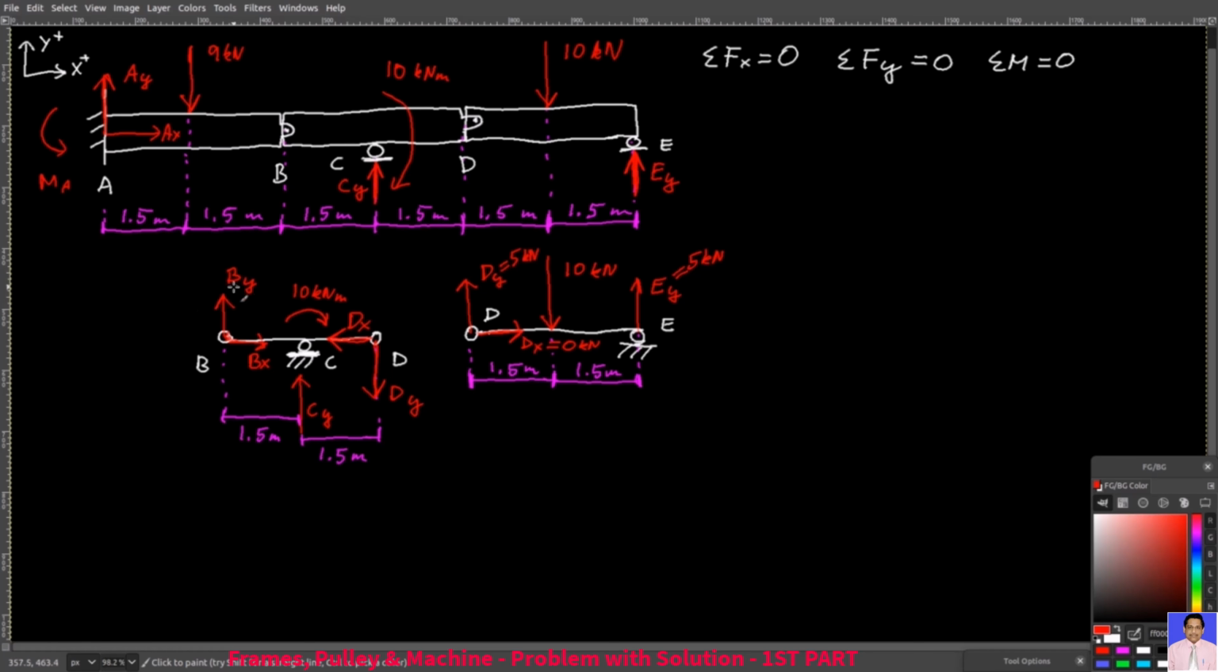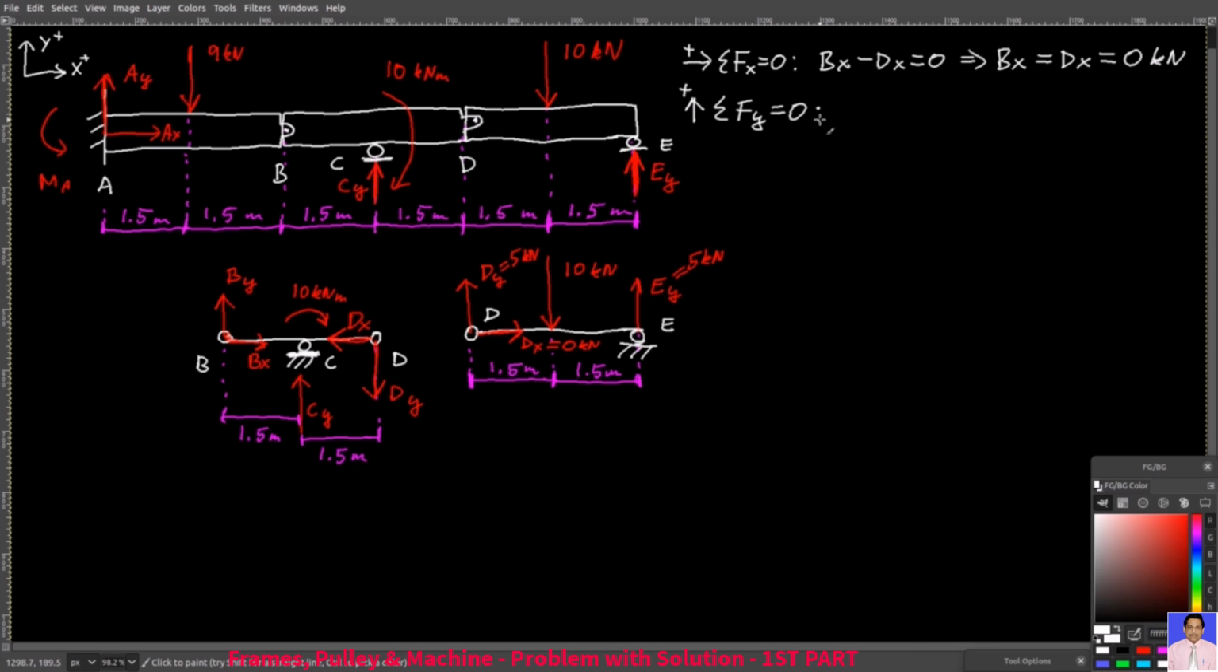And so again, we have three unknowns here. You already know what Dx and Dy are, so your unknowns are Cy, Bx, and By. And so let's find them. The forces in the x direction will give you this equation, so Bx equals Dx. Since you already know that your Dx equals 0 kilonewtons, that means that your Bx also equals 0 kilonewtons.